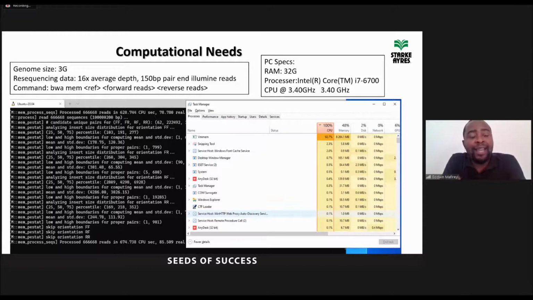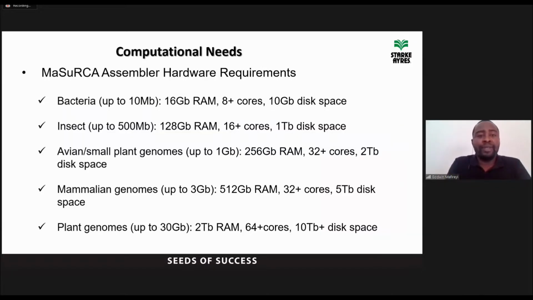But with just one alignment, aligning one set of data to that reference genome, we're using 100% of our CPU, and the memory is almost 50%. So having to do this for at least 40 plants, that would take us at least 80 days just to align the reads. And then there were downstream processes of calling variants against the reference and also doing the actual analysis and comparative genomics. So this is one of the computational needs that we have.